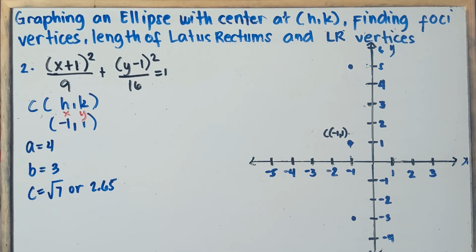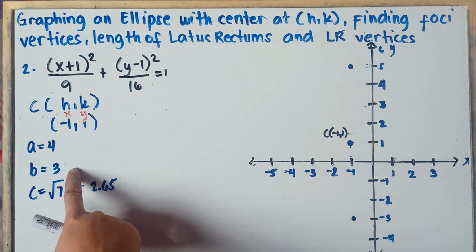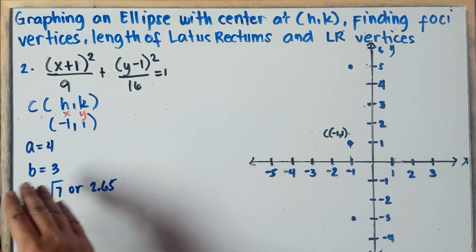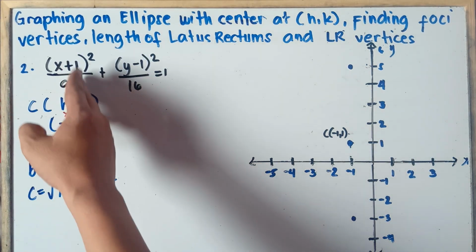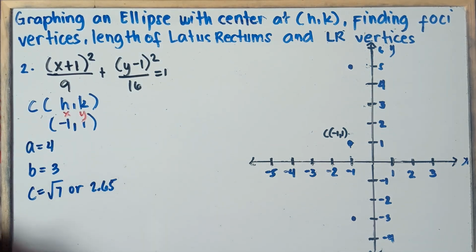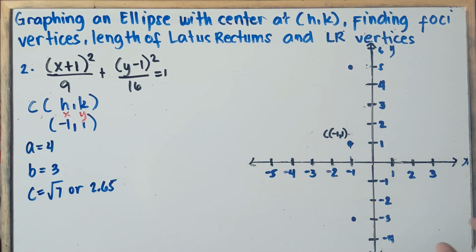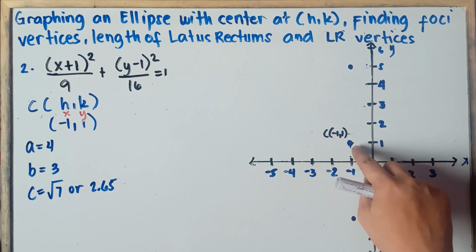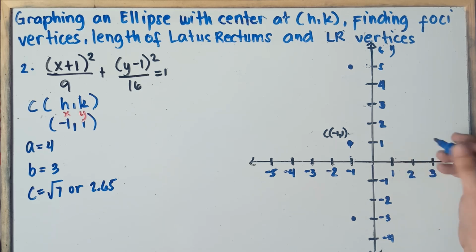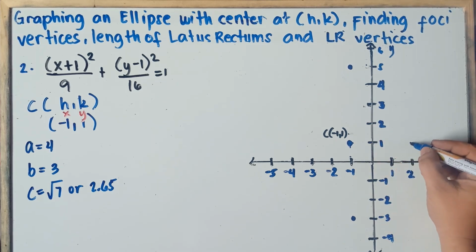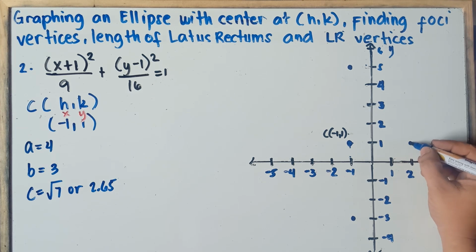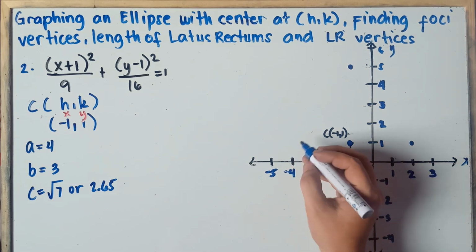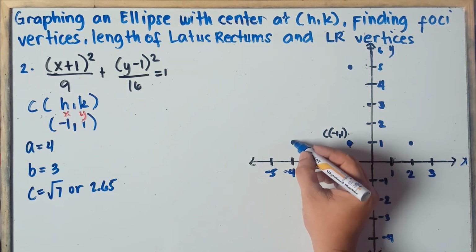Alright, and then next step, class, our b is 3. Therefore, we move 3 units to the right and then 3 units to the left. Sir, why is it right and left? Because our b, class, is aligned on x squared. This will be our minor axis. So once again, 3 units to the right and then 3 units to the left, starting from the center, class. You always start at the center. 1, 2, 3. This will be our vertex for the minor axis, and this is what we call, class, co-vertices. And then 1, 2, 3. So this will be the second vertex for the minor axis.